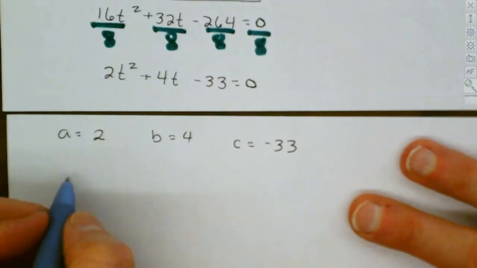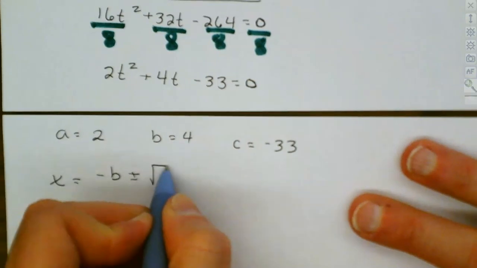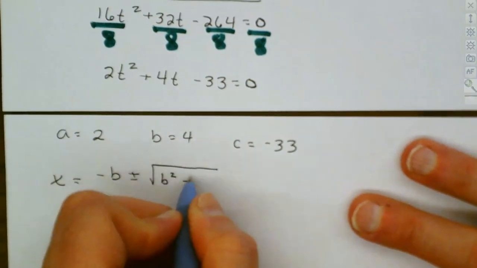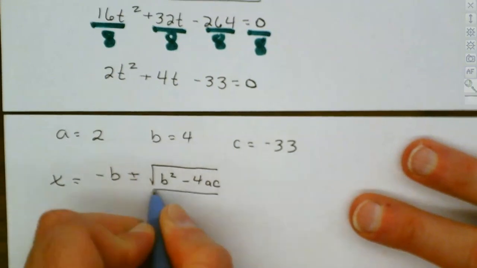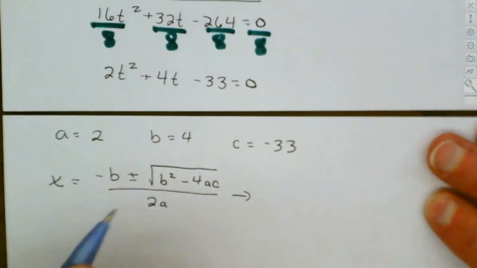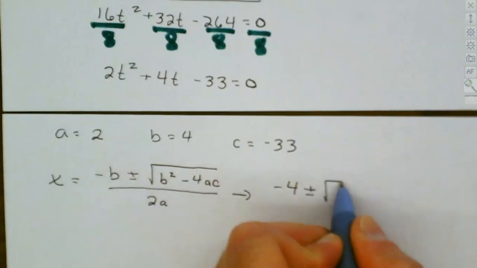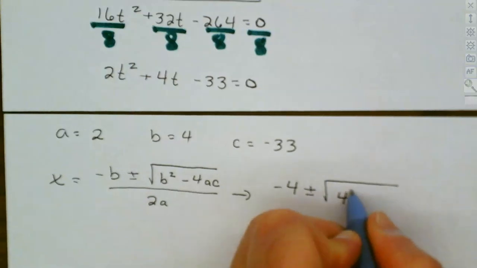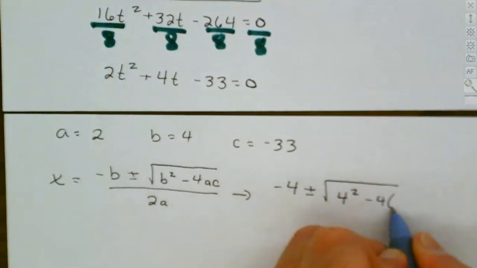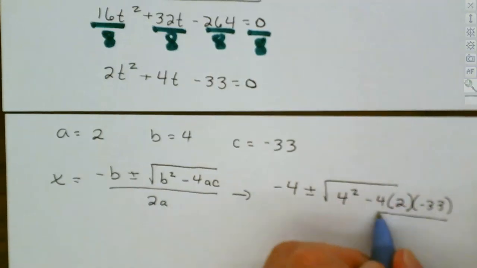So what's my formula? In this case, we have a t, but we can use the x. It's the same thing. x equals minus b plus or minus the square root of b squared minus 4ac all over 2a. And we're now going to plug in our pieces. So now we've got negative b, so that's a minus 4. And then we've got plus or minus the square root of 4 squared minus 4 times 2 times that minus 33, all over 2 times 2.